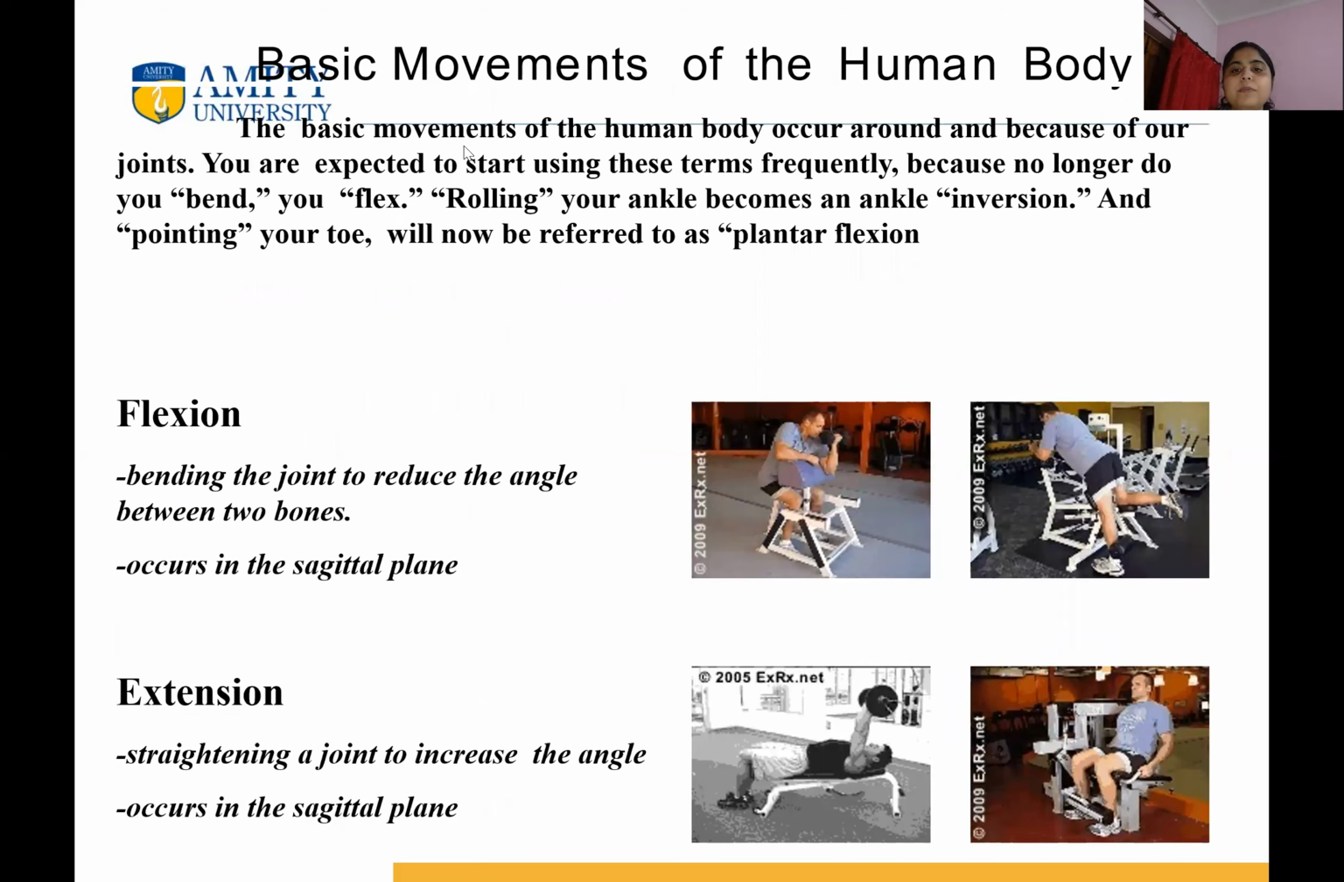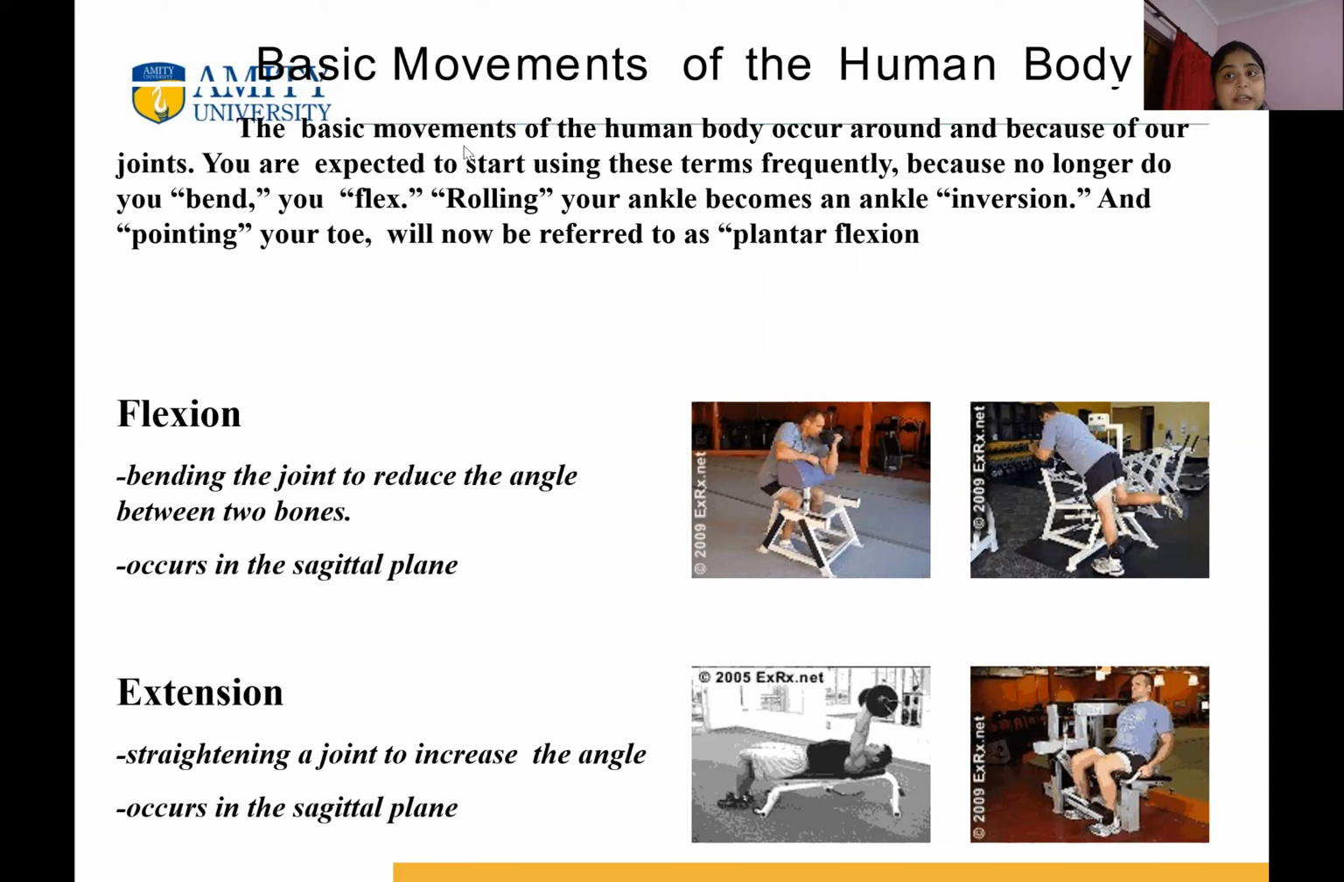Now, basic movement of the human body. The basic movements of the human body occur around and because of our joints. You are expected to start using these terms frequently, because no longer will you say bend, now you will say flex. Rolling your ankle becomes a movement which is known as inversion. Pointing your toe would be known as plantar flexion. So what is flexion? Flexion is bending the joint to reduce the angle between the two bones.